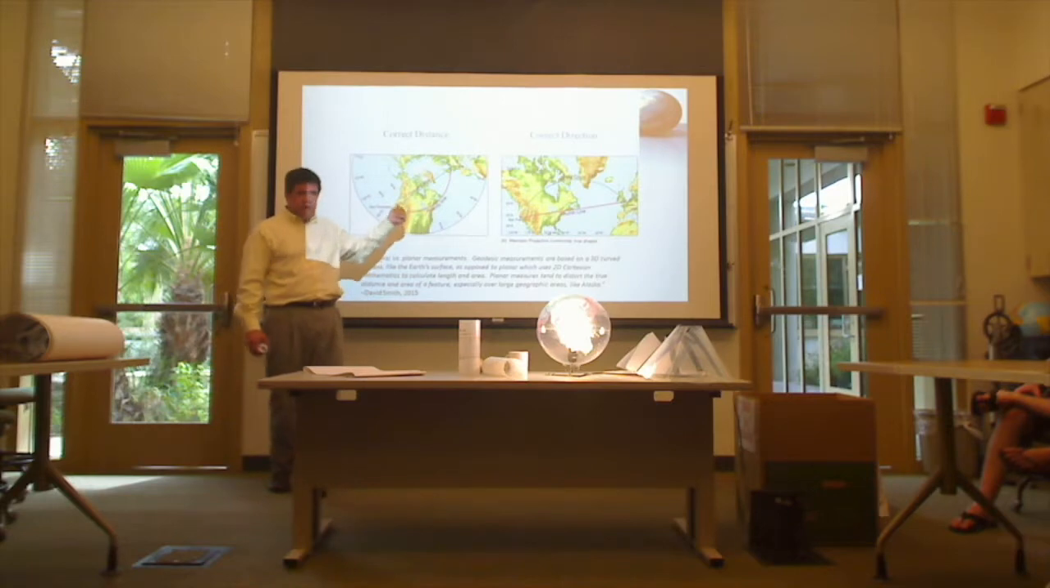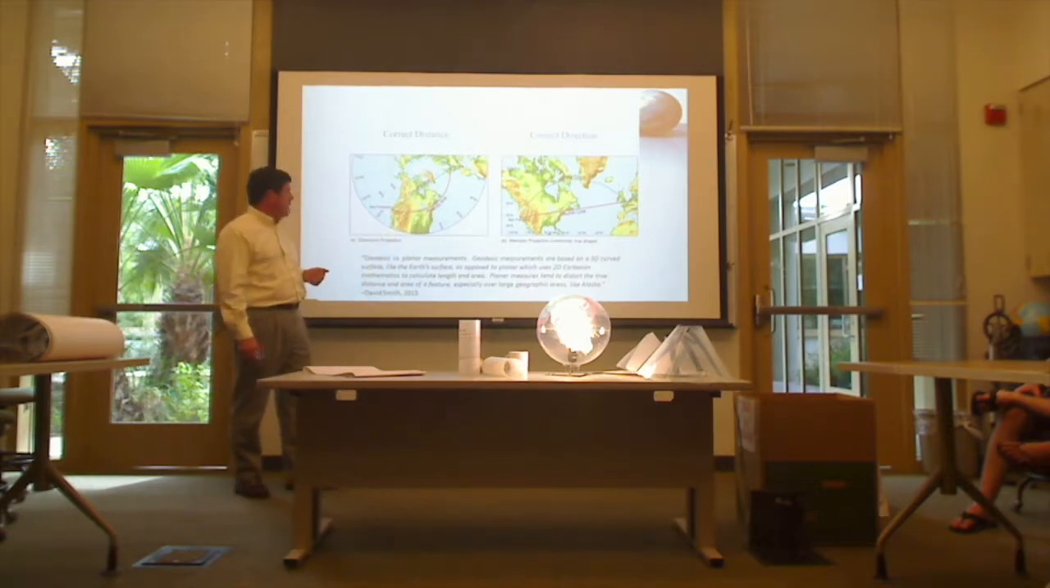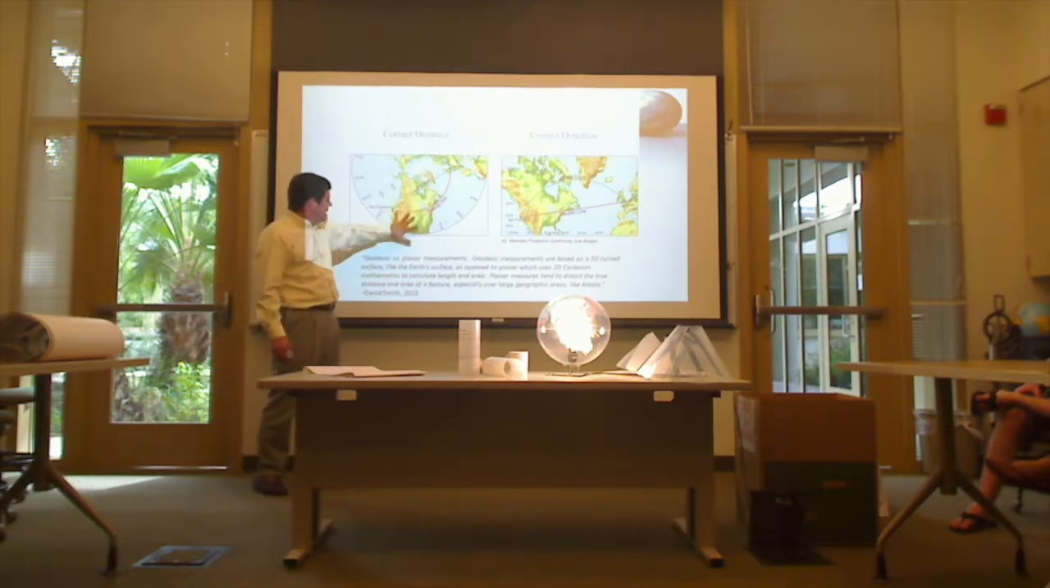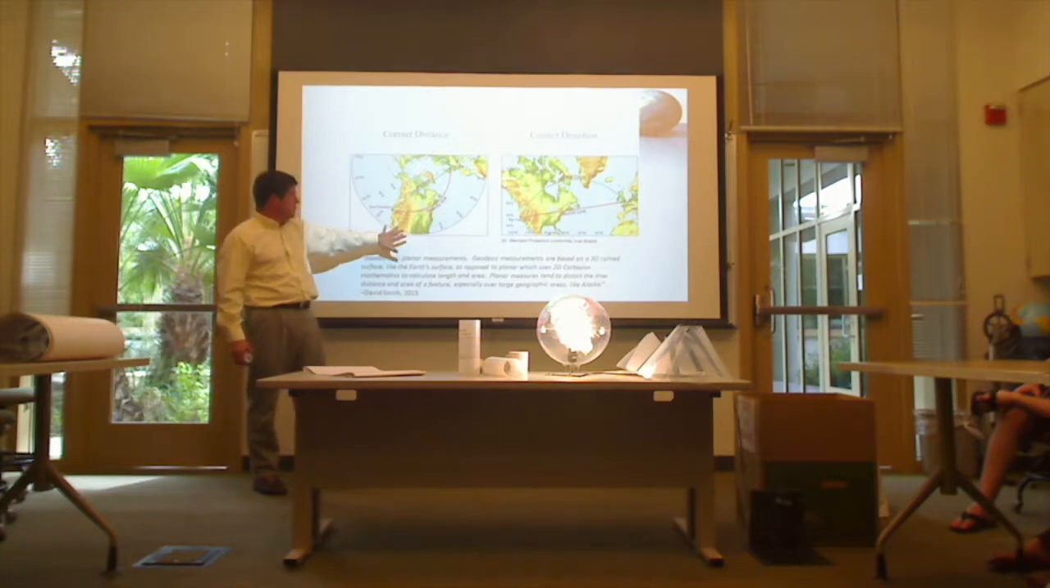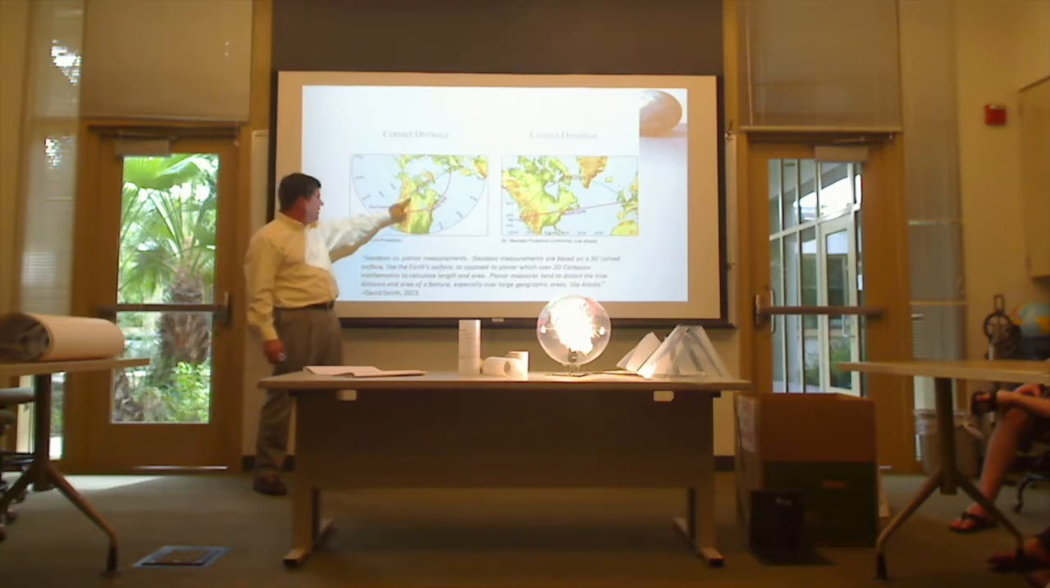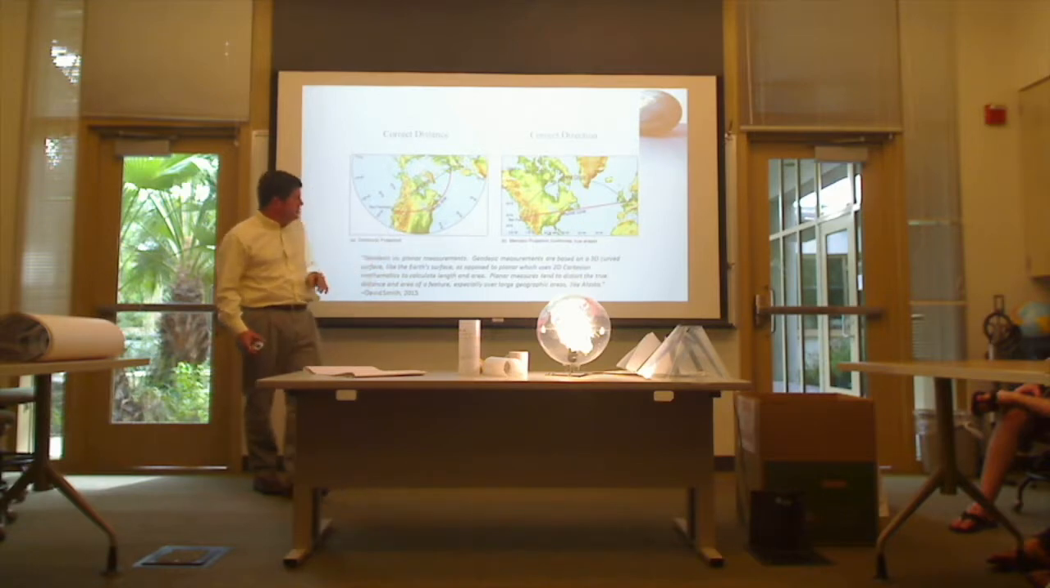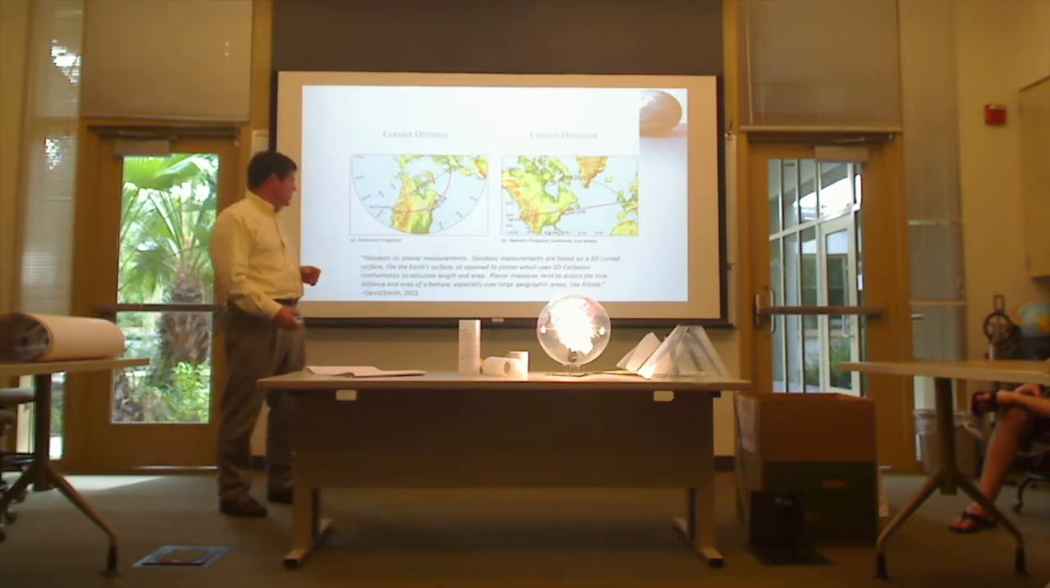So this is that one special projection I mentioned called a gnomonic. And you can see how shapes and areas begin to get severely distorted as we get very far away from the center. So gnomonic is not practical for a very large area at all.